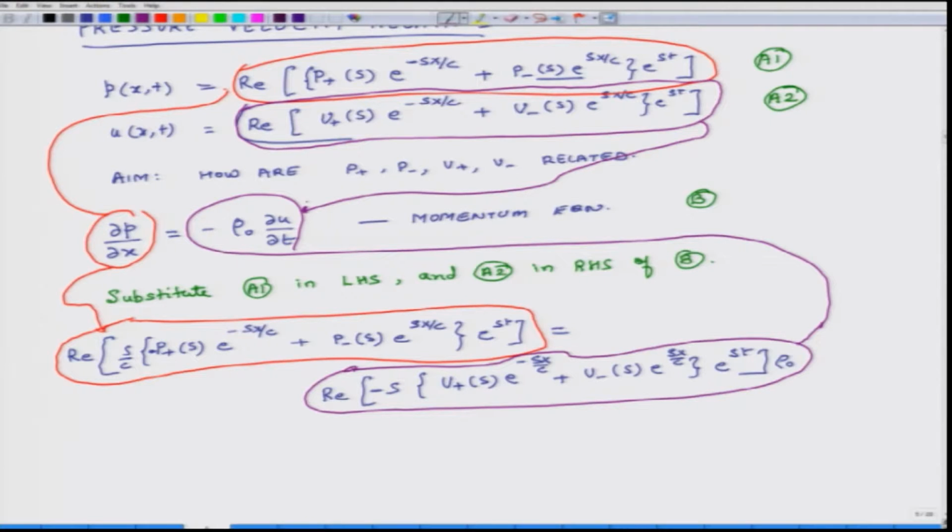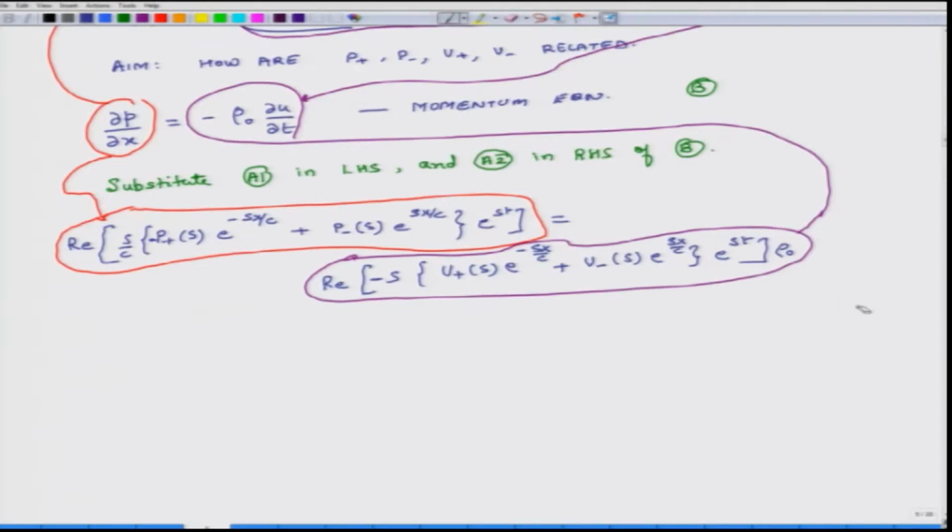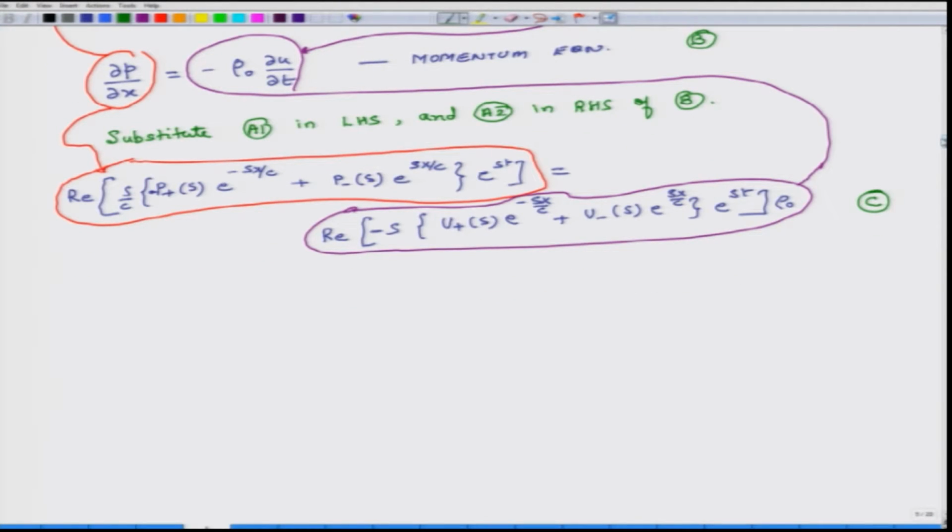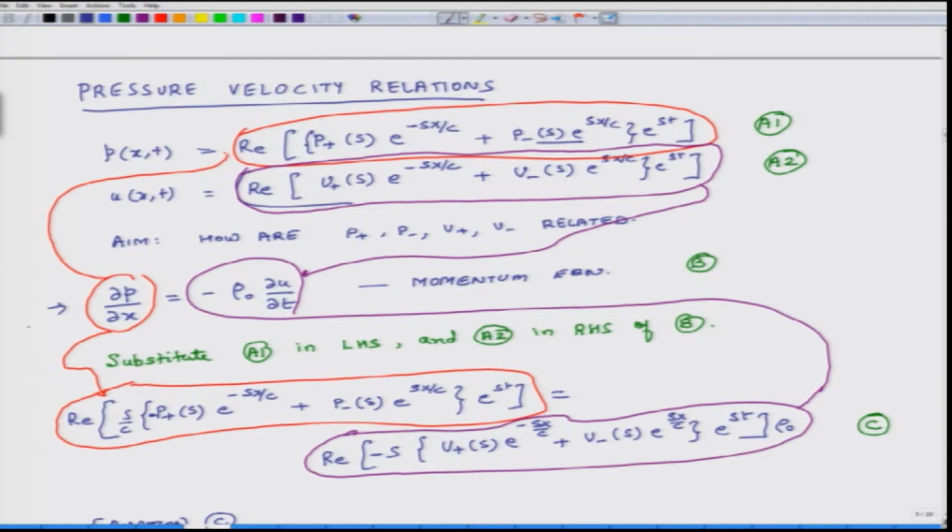So, there. Okay. So, let us call this equation C. Now, equation C is basically a restatement of momentum equation. It is a restatement of momentum equation, which is this equation.